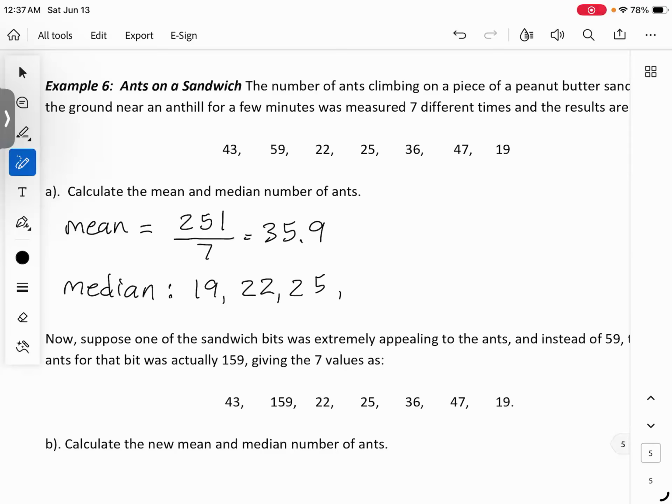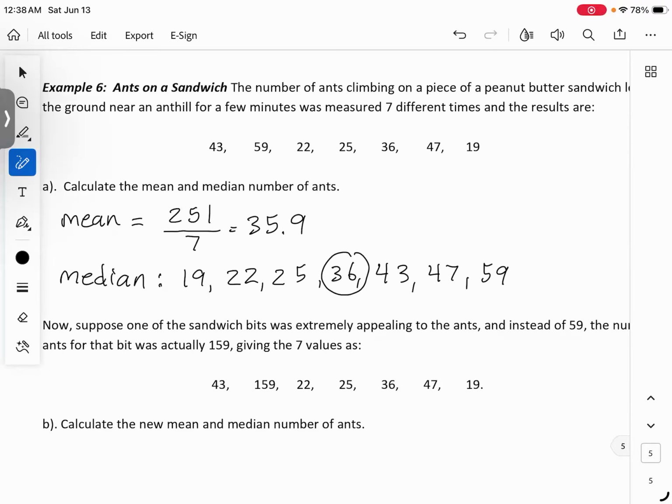It would be 19, 22, 25, 36, 43, 47, and 59. Earlier we had one where there were 2 numbers in the middle, so we had to average them. Now there's just one number exactly in the middle, so 36. The point here is that whenever there are no outliers, your mean and median should be pretty close to being the same. Maybe not exactly, but pretty close.